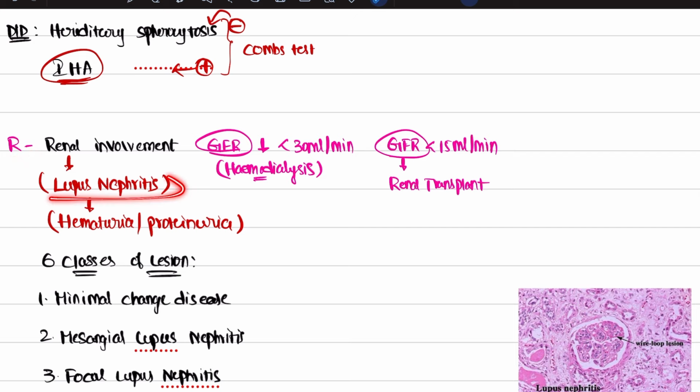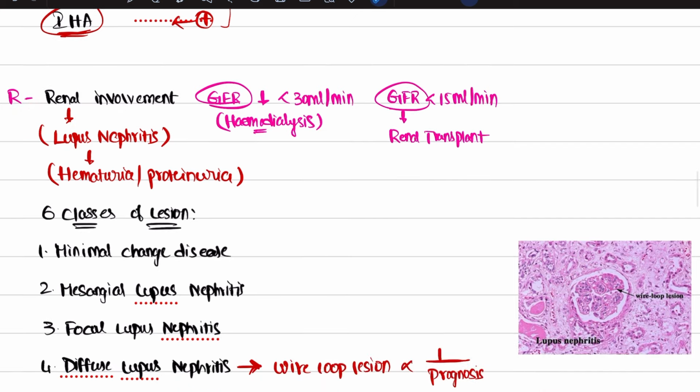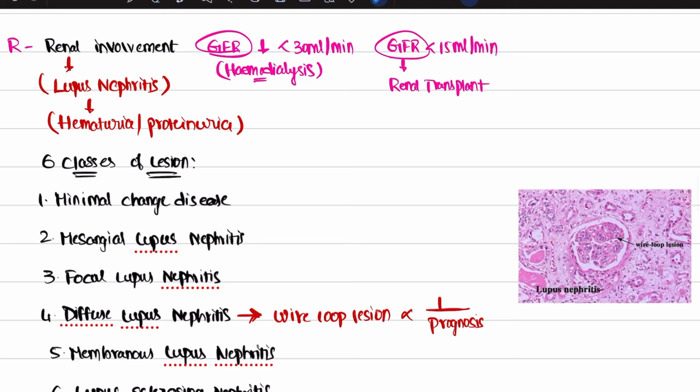In renal involvement, it causes lupus nephritis. If we focus on the GFR, if the GFR is less than 30, then we are just going to do hemodialysis and save the patient. If the GFR is less than 15, we are just going to do a renal transplant and save the patient. In lupus nephritis, the patient complains of hematuria or proteinuria.